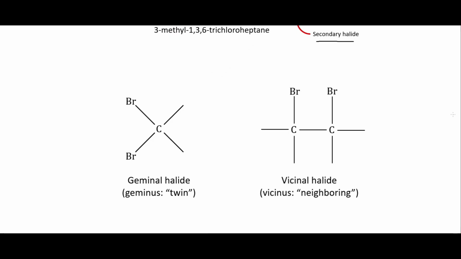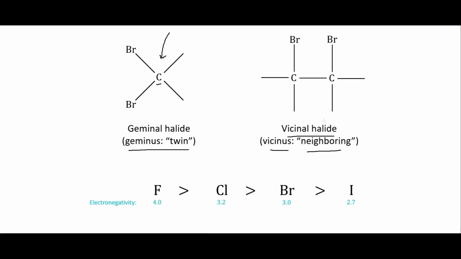We can also have this, so if we're substituted here with bromine, so we have this carbon right here. It has 2 bromines. We call that a geminal halide, where geminus means twin. And so they're both coming off of the same carbon, where if we have them coming off of these adjacent carbons, we call it a vicinal halide, where vicinus is Latin for neighboring, so they're on neighboring carbons, and so we call those vicinal halides. If they're on the same one, they're called geminal halides.